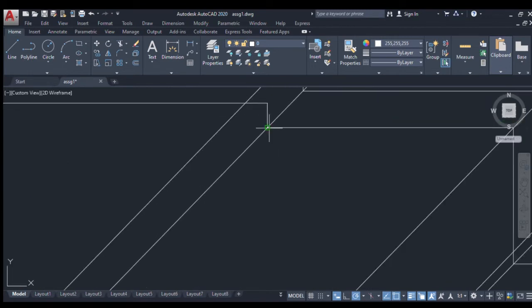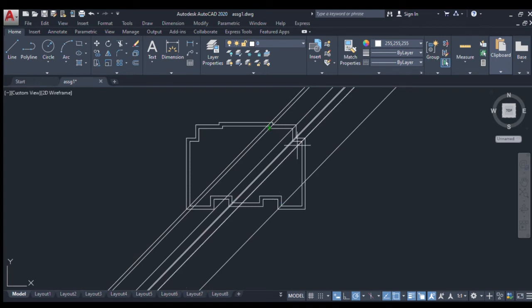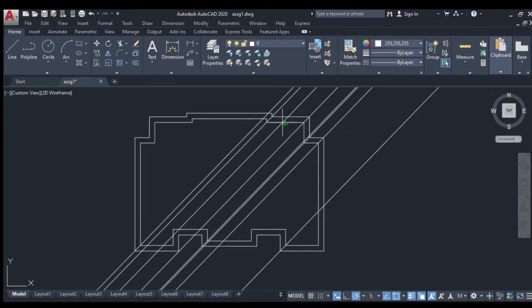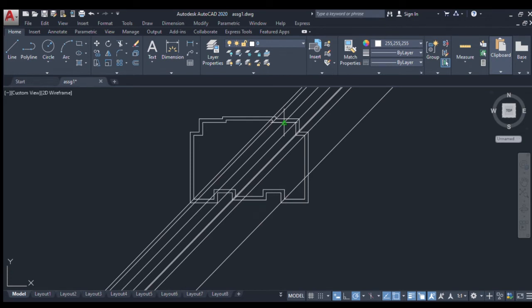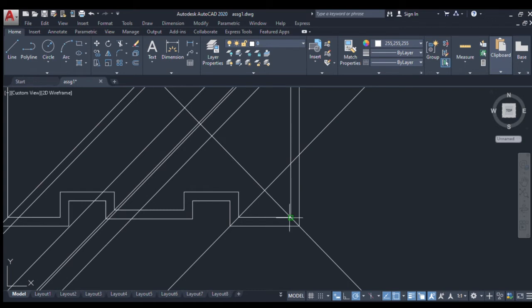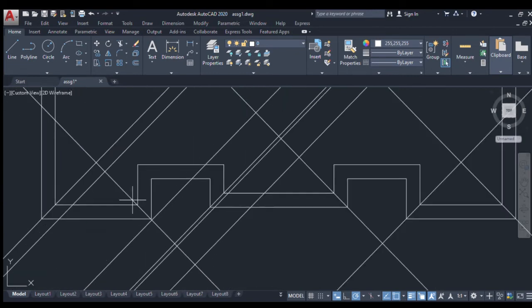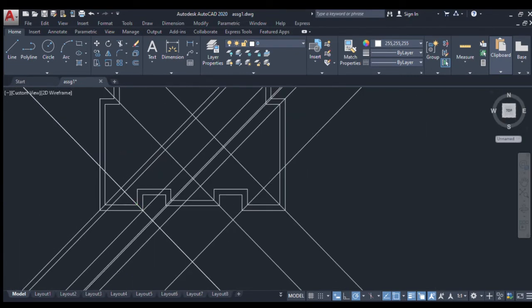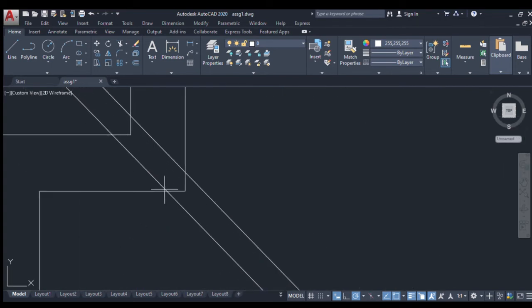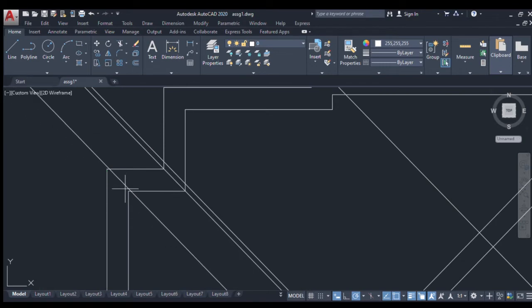Okay, escape. Then we have another one, XLINE, enter, and A. Which angle should the line be? So I'm making an angle of 135 degrees. So I have this one coming in this manner, this one too, and this one too. Then these two will come in this manner. This also will come in this manner, and this also, this also, and this will also come in this manner.